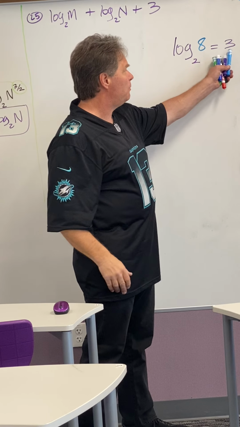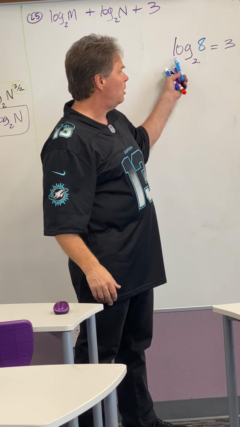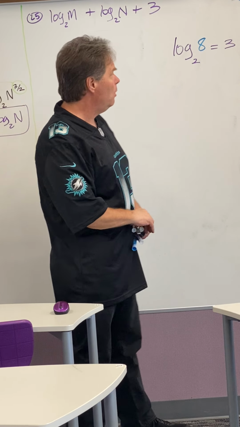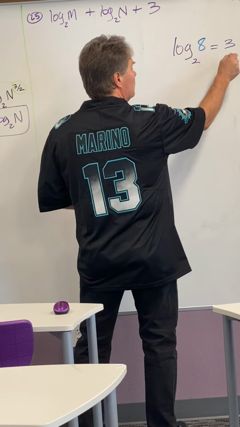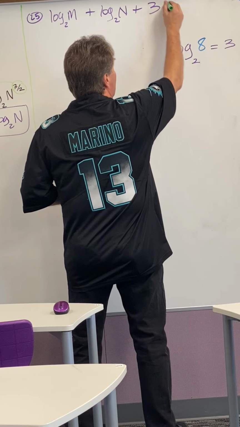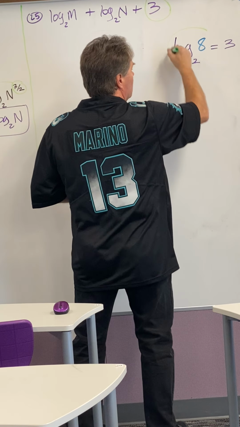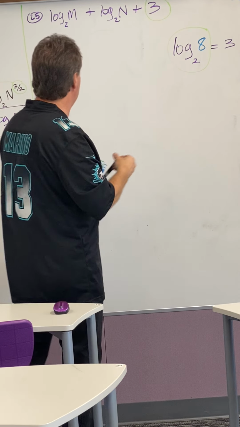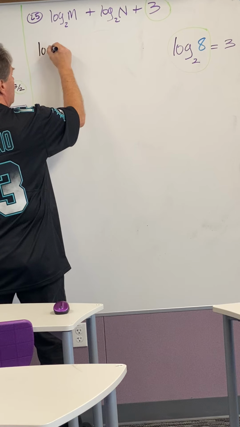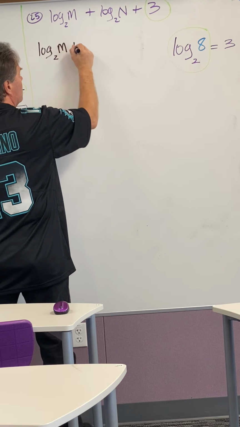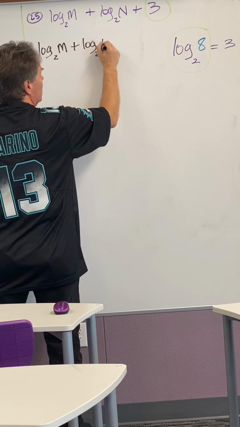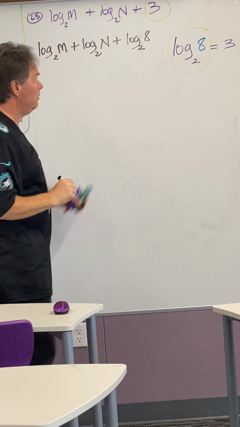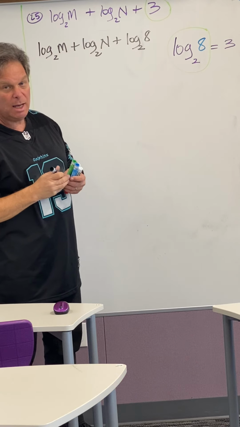That's how I can write 3 as log base 2 of something. It's log base 2 of 8 because 2 to the third power equals 8. So, since this is the same as this, I could use substitution. I could replace this 3 with log base 2 of 8, and that gives me the beautiful thing, log base 2 of m plus log base 2 of n plus log base 2 of 8, right? I replaced 3 with log base 2 of 8.